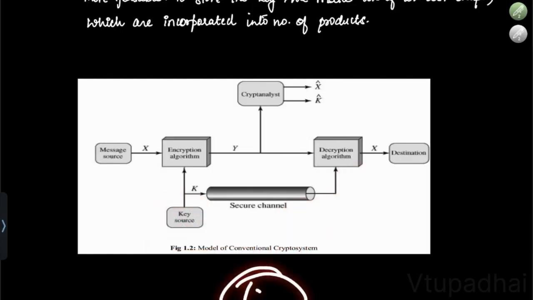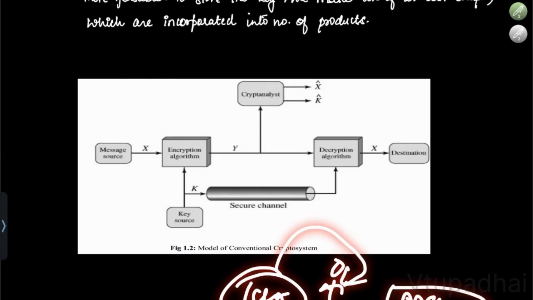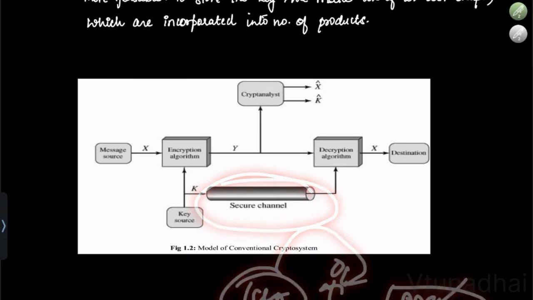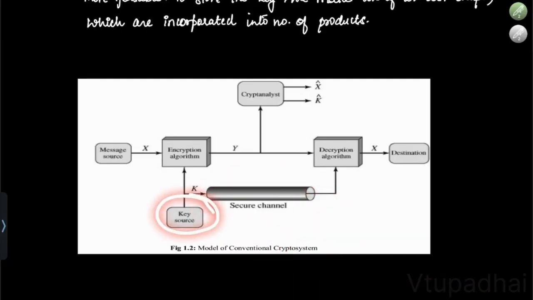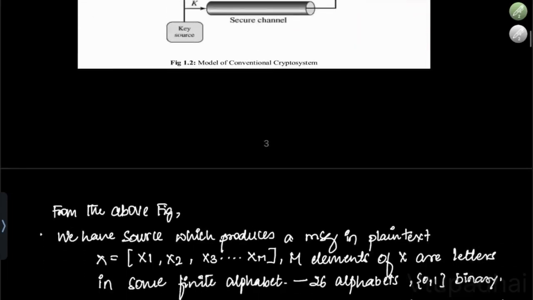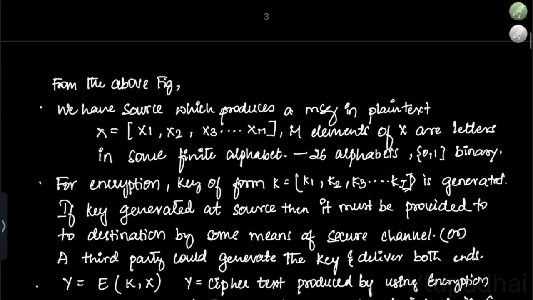Once the key is obtained, he can be very confident that he'll also get back the message. So in that case, a secure channel is required in order to transmit the key also. If the secure channel is not there, either the cryptanalyst can get the key directly or he can get the plain text or message. Y is the ciphertext, and with the decryption algorithm we can get the plain text back. Looking at the description from the above diagram, we have a source which produces a message in plain text. We know X comprises the plain text.